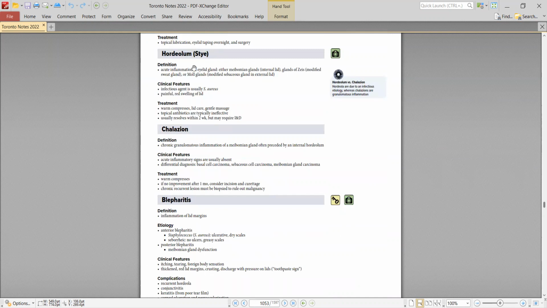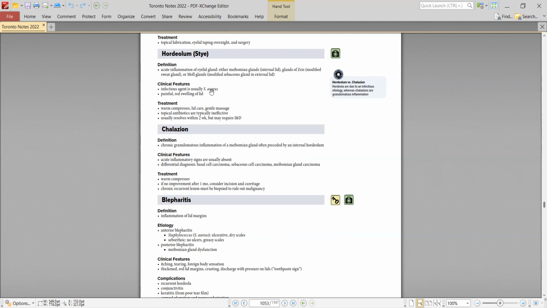Hordeolum or stye. So let's do this. Hordeolum, stye, or chalazion, and differentiating them is very important because there is only a minute difference between these two. Hordeolum or stye is an acute inflammation of the eye gland. Here it is infection of either the meibomian gland, internal lid, or the gland of Zeis or Moll, external lid. So any lid can be affected here.